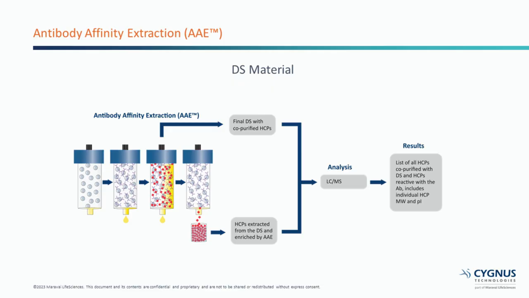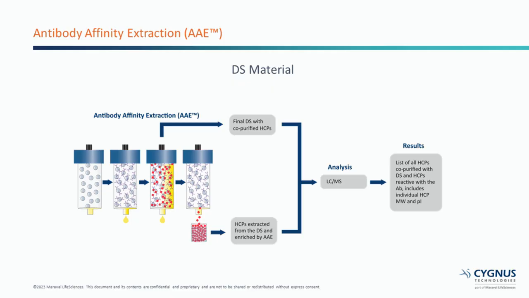So the same here, we save an aliquot of drug substance, and the remainder of the sample is run over the AAE column. The immunoreactive host cell proteins are captured with the immobilized polyclonal ELISA antibodies and are eluted from the column. We repeat the cycle for 4 cycles, and then we have a pre-AAE sample and a post-AAE sample, which we analyze by LC-MS, and the results are reported as a list of all identified host cell proteins with their respective molecular weight and isoelectric points.